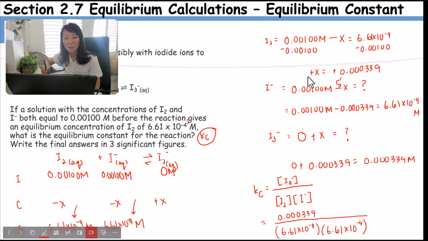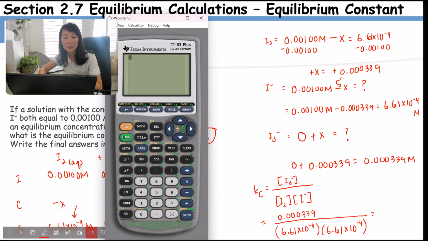Okay, so let's go ahead and punch this into the calculator. And so here we go, 0.000339 divided by, and we want to be very careful here because we're going to have two parentheses going. So I'm going to go ahead and double parenthesize 6.61 times 10 to the negative 4. And then we're going to go ahead and close the parentheses. And then we have another one of the same value.